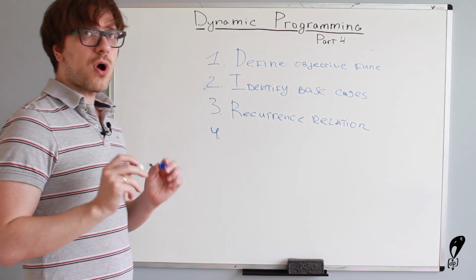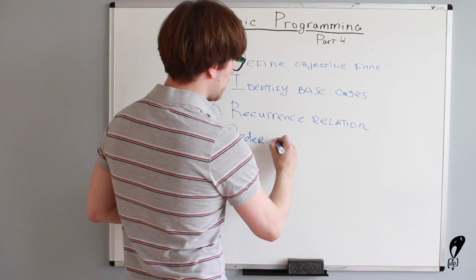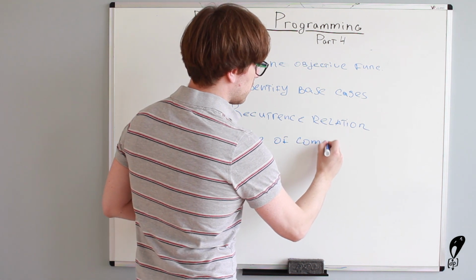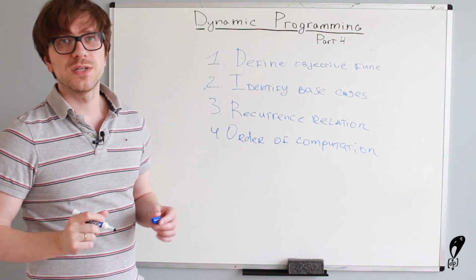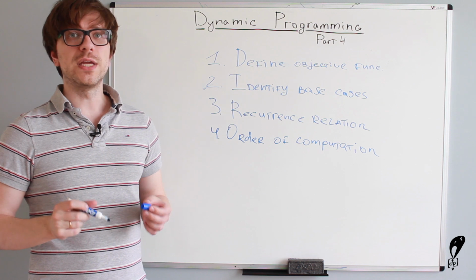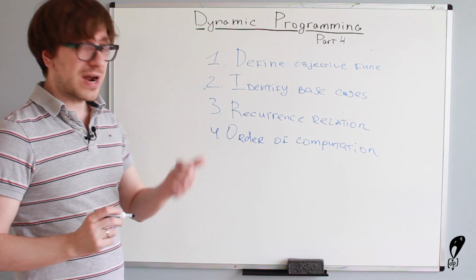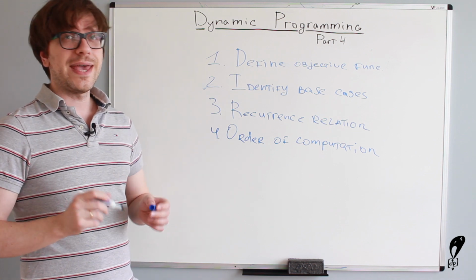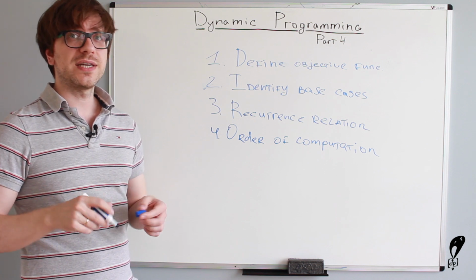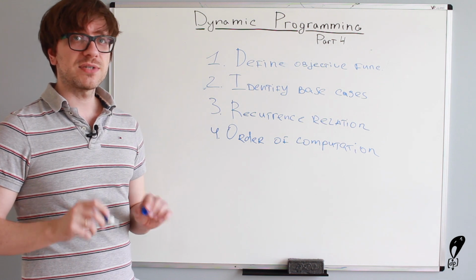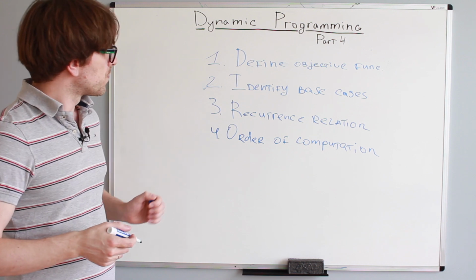is order of computation. Order of computation. So it means we need to determine the order in which subproblems are solved. In our case, for the problem that we were just solving, we were relying on n-1 and n-2. So we have a certain order here. We need to calculate smaller n values first. Sometimes the order is different, and we'll review such problems in our future videos.